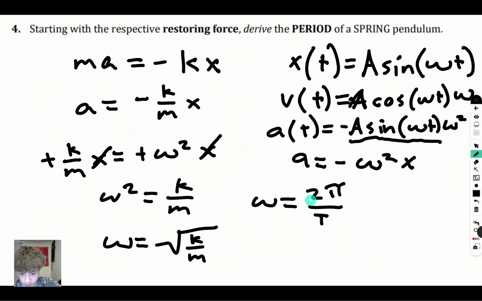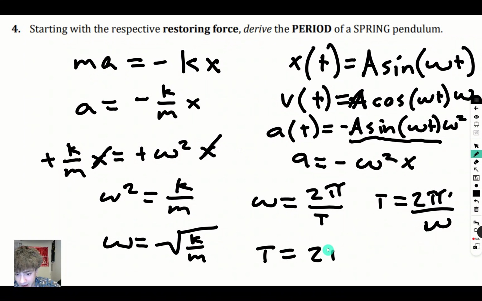So if omega is 2 pi over t, our t is simply going to be 2 pi over omega, or 2 pi times 1 over omega. So our final answer for t will end up being 2 pi times this square root flipped, which gives us the square root of m over k.